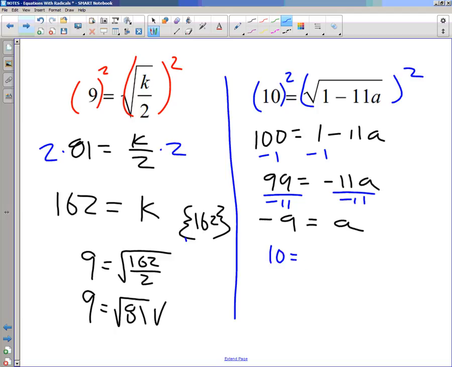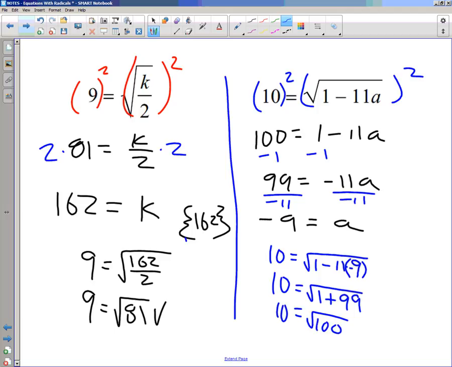So 10 equals the square root of 1 minus 11 times a, and we think that a is negative 9. All right, so this is going to give us 10 is equal to the square root of 1, and I got a negative times a negative. That's going to turn into a positive. 11 times 9 is 99. And one final step here, 10 equals the square root of 1 plus 99, which is 100. And 10 is equal to the square root of 100, so that works. So our solution set in this case is just going to be negative 9.